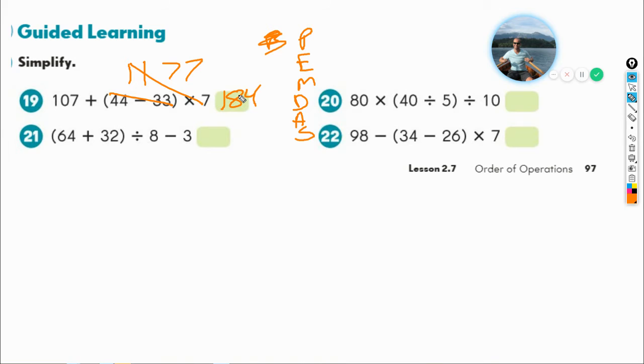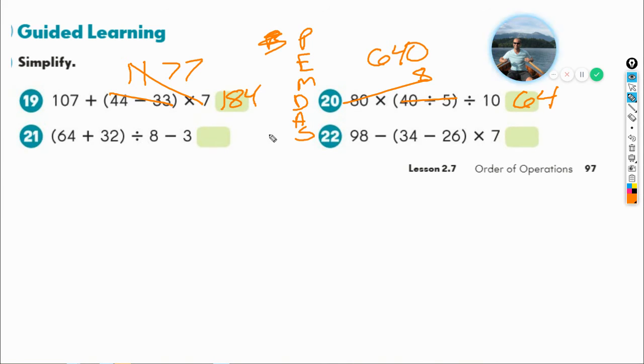All right, if you haven't paused, you probably should have, because I'm going to start now. In this one, we do 40 divided by 5 first, because it's in parentheses. And then I have multiplication and division. I'm just going to go left to right. 80 times 8 is 640. Divided by 10 is 64.